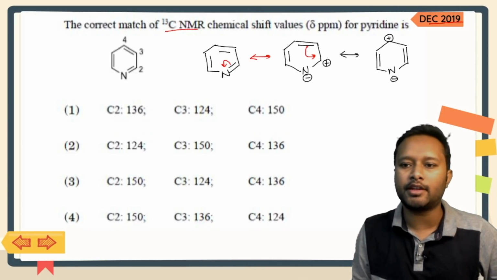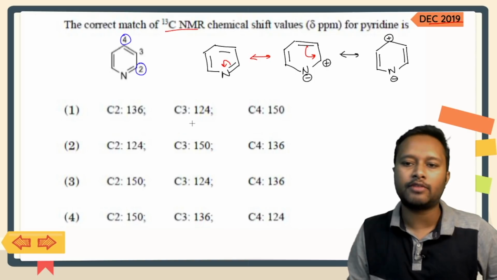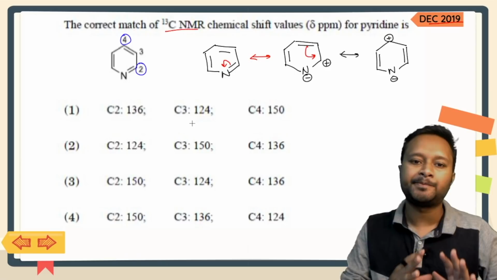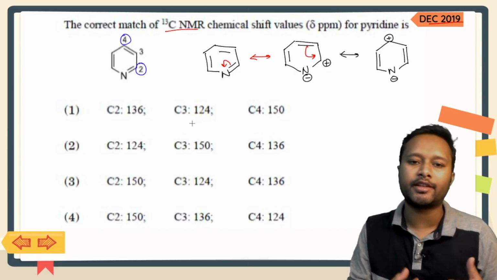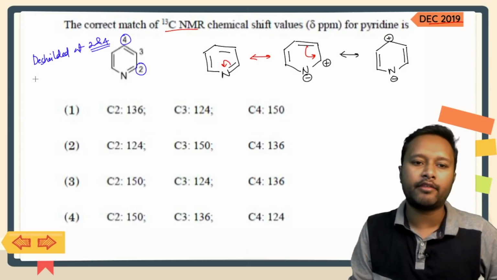So if you match it with the given reference molecule, you can see at the second position and at the fourth position we are getting positive charge. Positive charge means electron deficient center. That means on this particular carbon the hydrogen cannot be shielded, it is de-shielded. Okay, so the hydrogen remains de-shielded at 2 and 4th, whereas it remains shielded at 3rd, at carbon number 3.